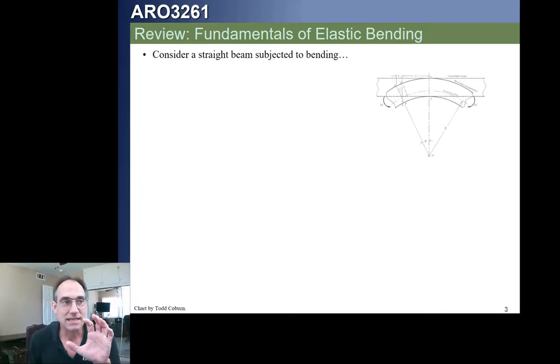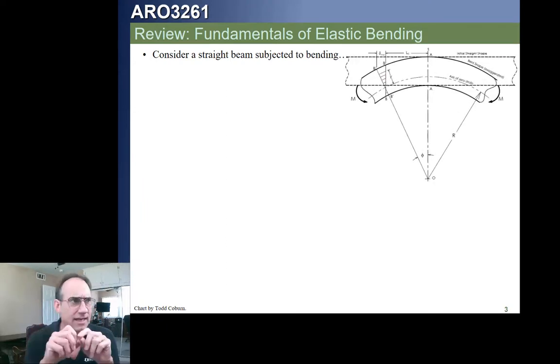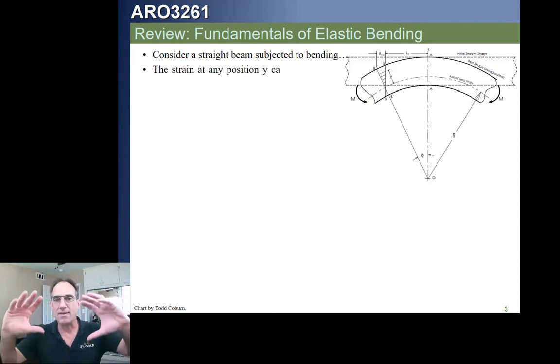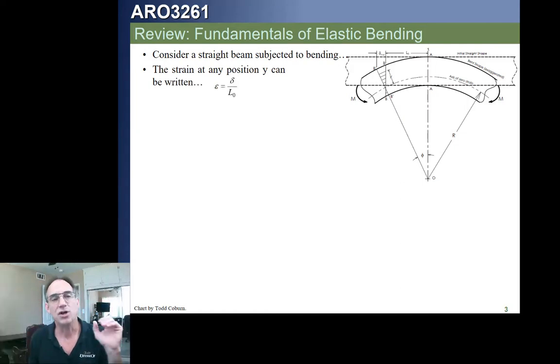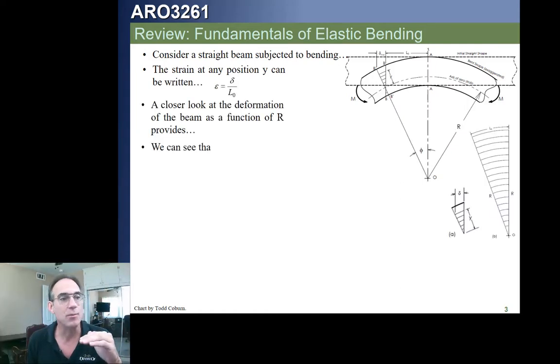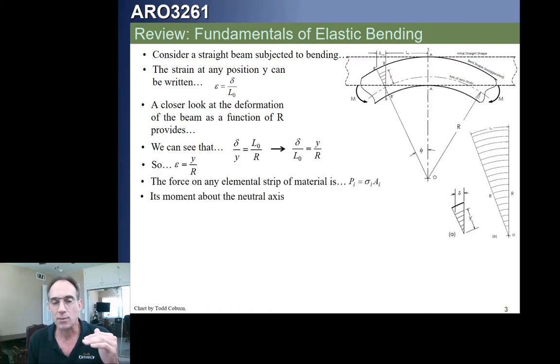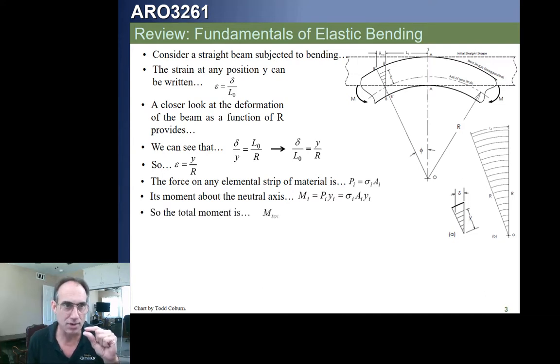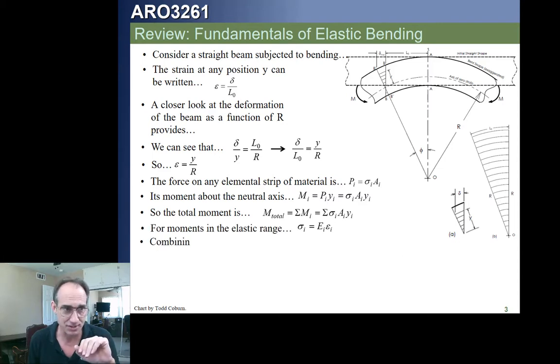All right, remember last time, or actually two lectures ago, I think, we looked at a straight beam that we then bent with pure bending. We took a look at the strain distribution of the beam. We compared similar triangles of the radius of curvature to the distance from the neutral surface to the extreme fiber. We took a look at the force per individual little strip of the element of the cross section, the moment associated with that, and the total moment on the section.